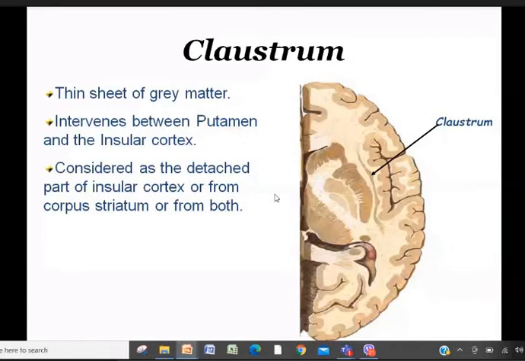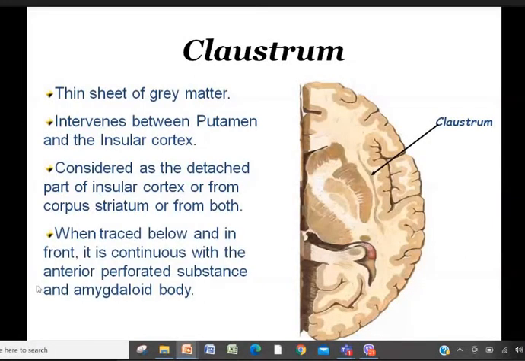This claustrum is considered a detached part of the insular cortex, or it can come from the corpus striatum. This you have to remember. This is the separated part.